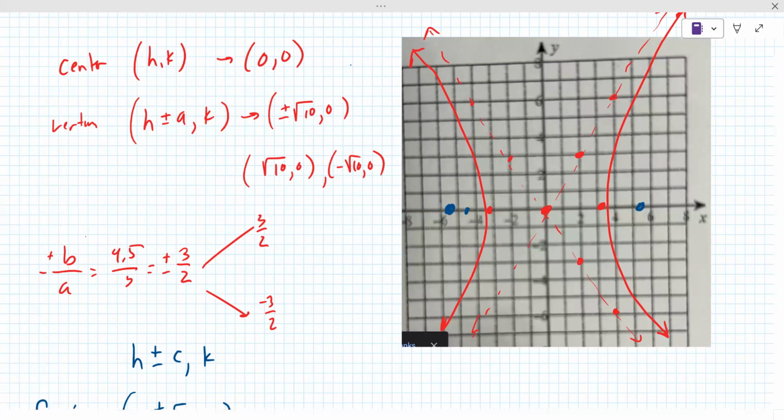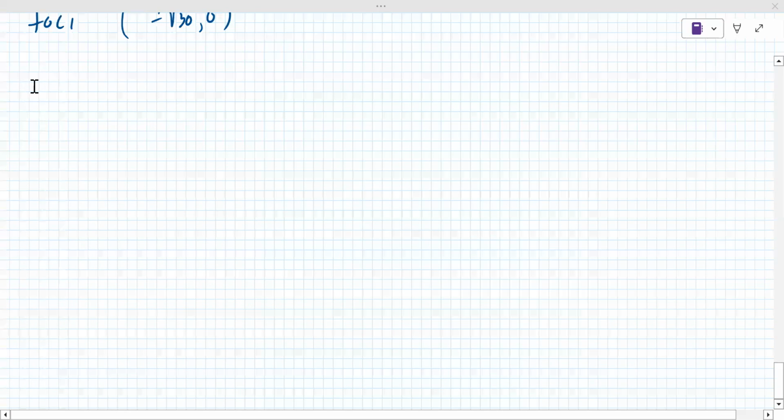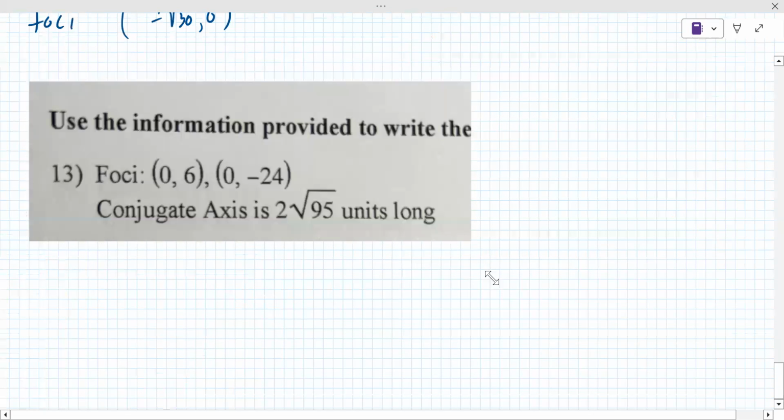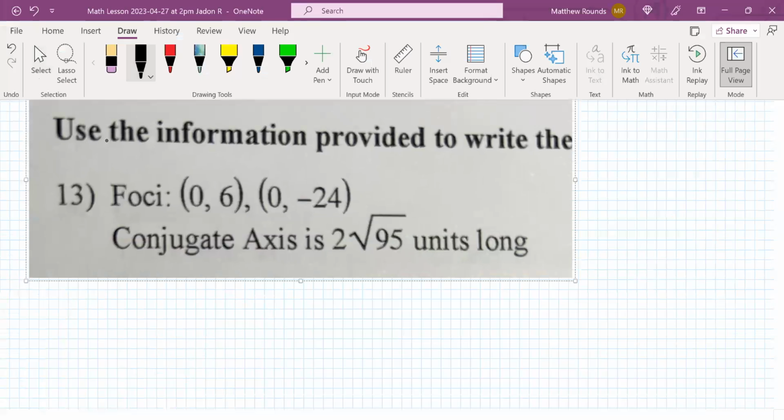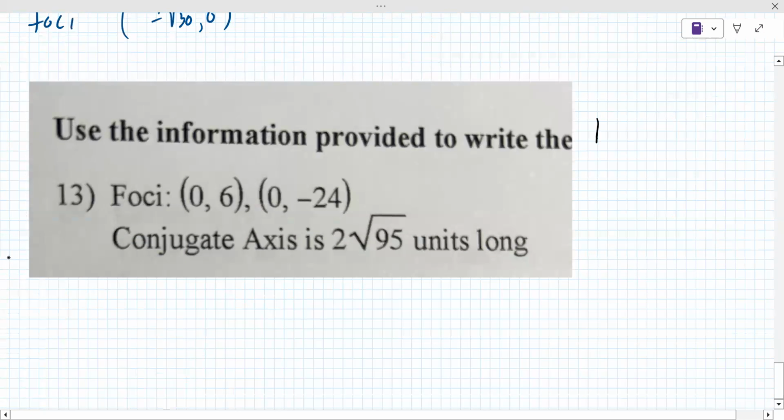We're moving on to a new problem here. These are going backwards, so I guess we're starting with 13. All right, this is some new language for me, conjugate axis. I'll have to look that up. I haven't seen that in a while. The game, when you go backwards, is to figure out H, K, A, B, and C. When we do that, we know we are done.